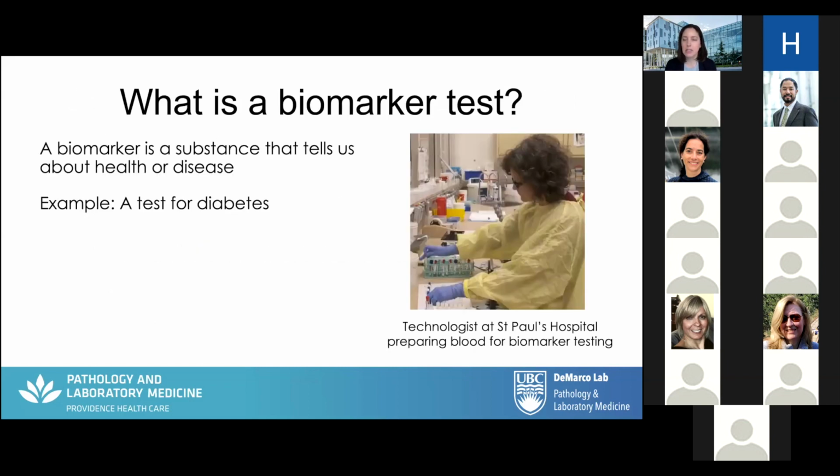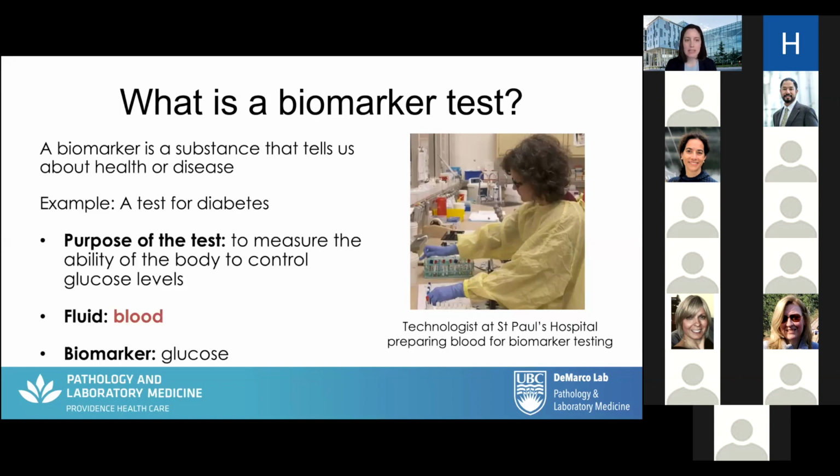So to anchor the discussion, let's first talk about what a biomarker test is. A biomarker is a substance floating around in a body fluid like blood or a tissue that tells us about the health or disease state of an individual. An example you might be familiar with would be a test for diabetes. In this example, the purpose of the biomarker test is to measure the ability of the body to regulate glucose levels. To perform the test, we take a sample of fluid, in this case blood, and we measure the biomarker glucose. How little or how much glucose is there tells us a little bit about our body's ability to regulate glucose and a little bit about diabetes.